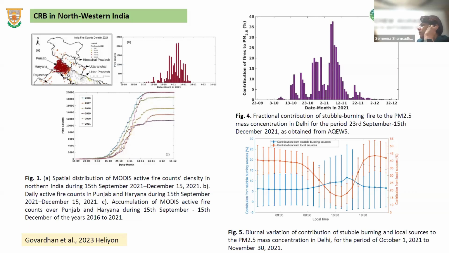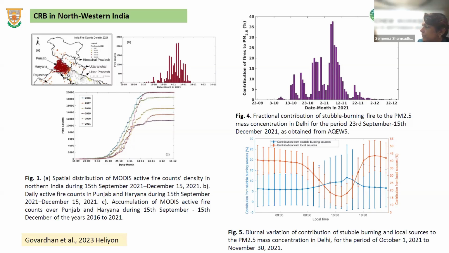At 5:30 p.m., the crop residue burning PM 2.5 mass concentrations are found to be more during the afternoon hours as compared to the morning as well as the evening hours. But in contrast, in Delhi, because of the local sources that are dominating, the PM 2.5 concentrations are found to be very high in the early morning and in the evening hours.